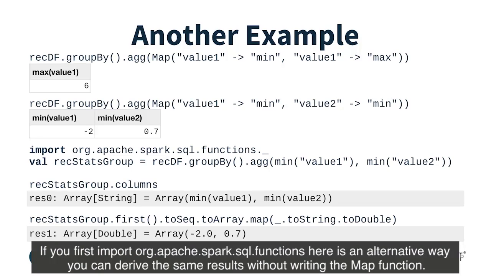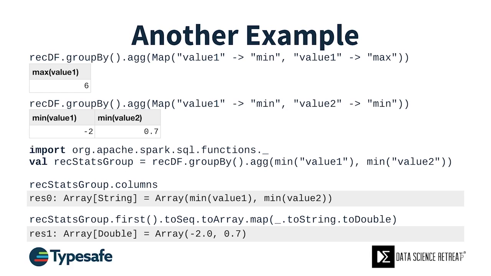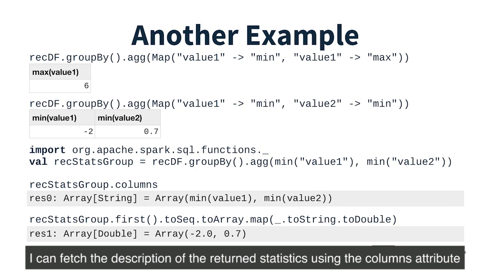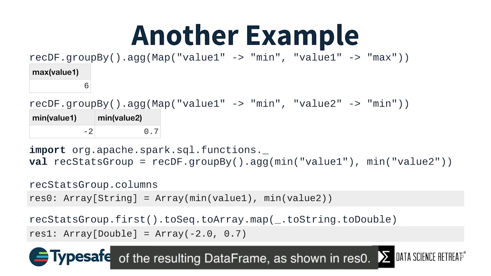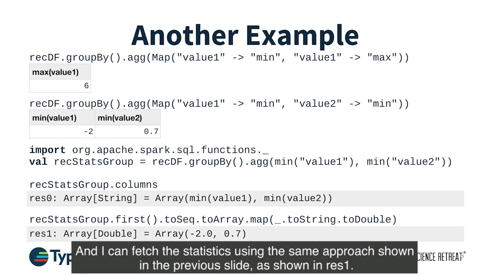If you first import org.apache.spark.sql.functions, here is an alternative way you can derive the same results without writing the map function. I can fetch the description of the returned statistics using the columns attribute of the resulting data frame as shown in res 0, and I can fetch the statistics using the same approach shown in the previous slide as shown in res 1.